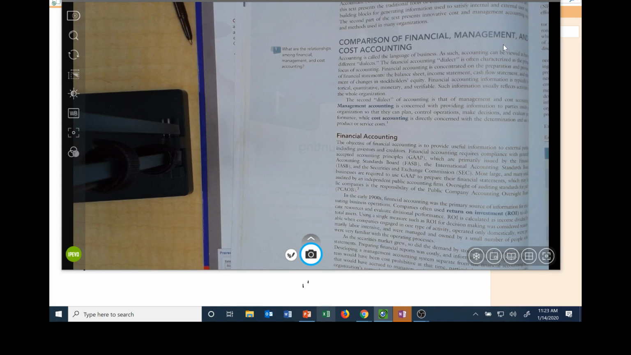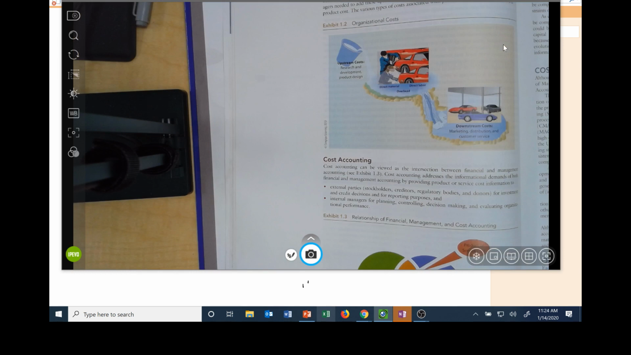Okay, cost accounting does have some standards. Let me look at a couple things here under cost accounting. Cost accounting can be viewed as the intersection between financial and management accounting. Cost accounting addresses the demands of the financial and management accounting by providing product or service cost information. It may go to external parties, and it goes mostly to internal managers for planning and controlling and decision making. Now that's the users of cost accounting.